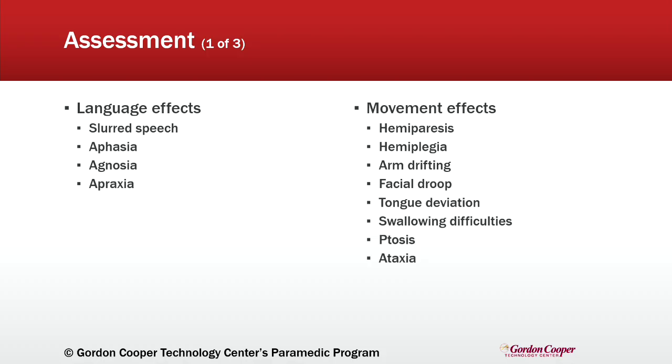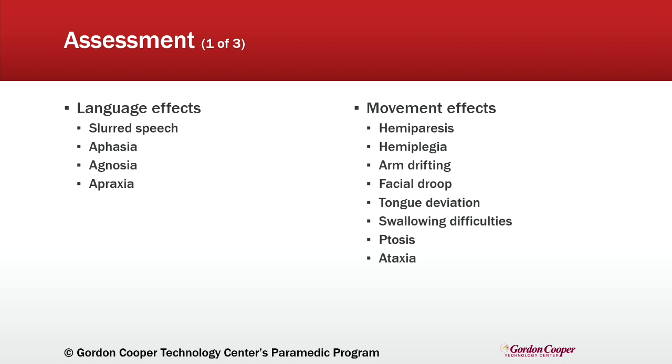Arm drift, they may have an arm drift when they raise both hands. One side of the face may sag. They may have what's called ptosis or a facial droop. Tongue deviation, that's one of the reasons why we have them stick their tongue out, so we can kind of see if their tongue is centered in their mouth.